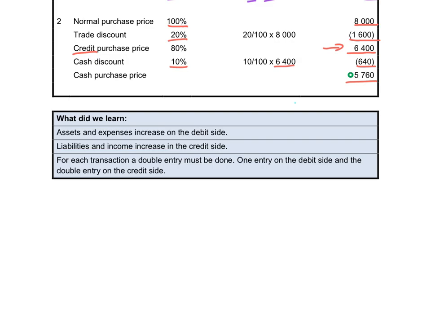What did we learn? Assets and expenses increase on the debit side. Liabilities and income increase on the credit side. And for each transaction, a double entry must be completed. The one entry will be recorded on the debit side of the ledger account, and the double entry will be recorded on the credit side of another ledger account.